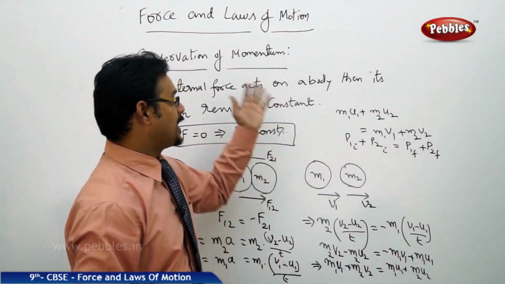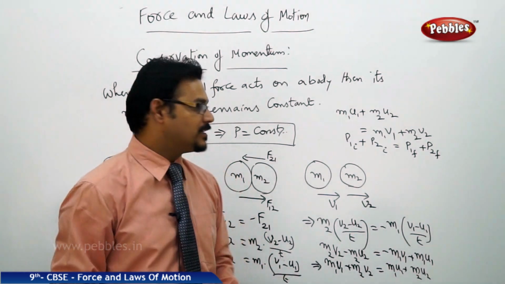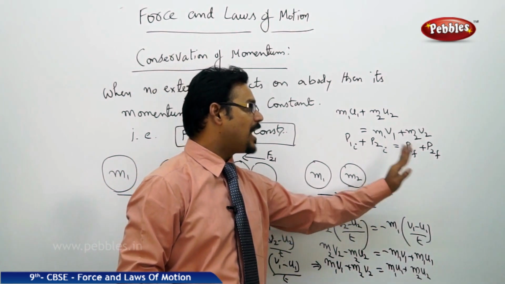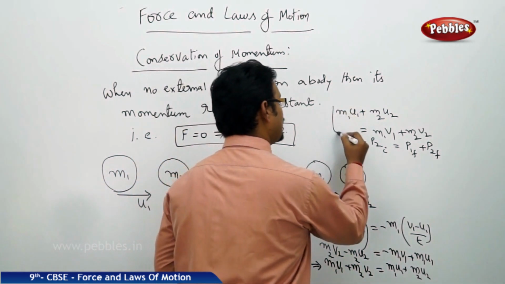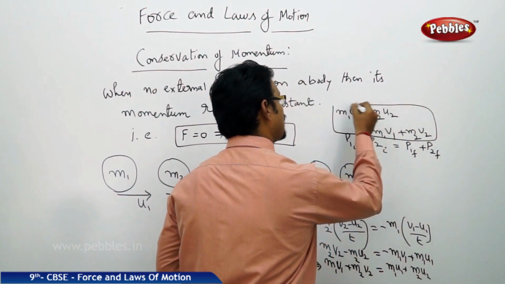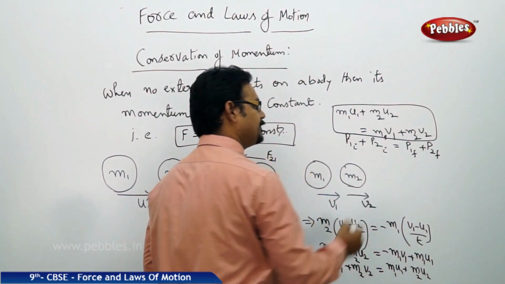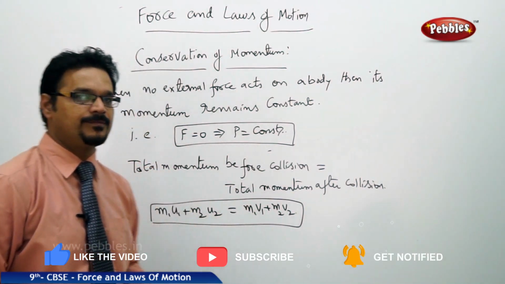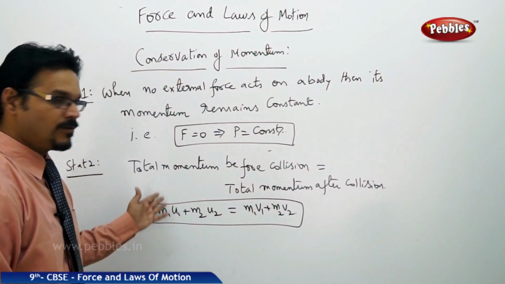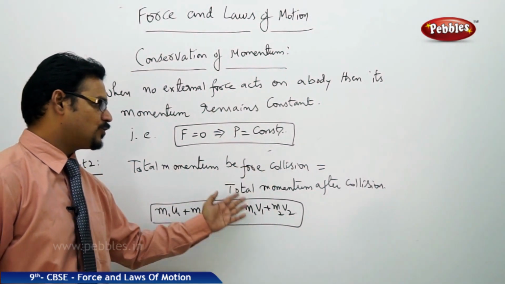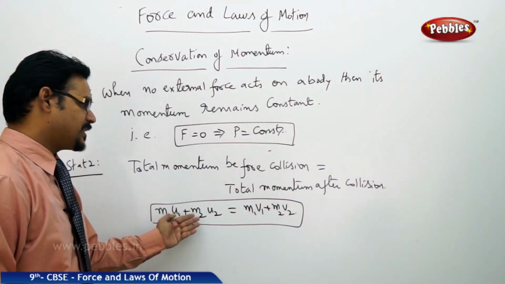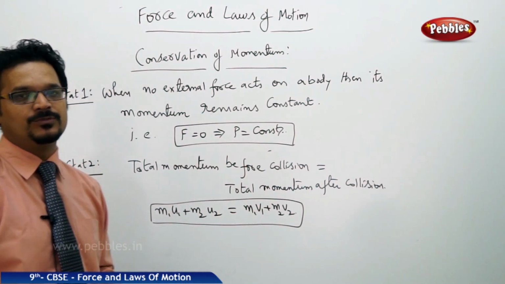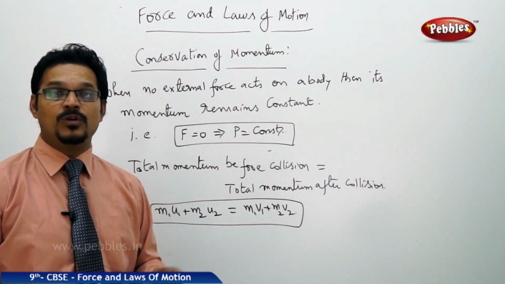So hence, the conservation of momentum can also be stated as: the total momentum before collision is equal to the total momentum after collision. And this is a very, very important formula for you for solving numericals. You can see the two statements of conservation of momentum. The first one we already discussed. The second one, once more: total momentum before collision equals total momentum after collision. m1 u1 plus m2 u2 equals m1 v1 plus m2 v2. So the second statement is very helpful for you to solve problems in collision cases.